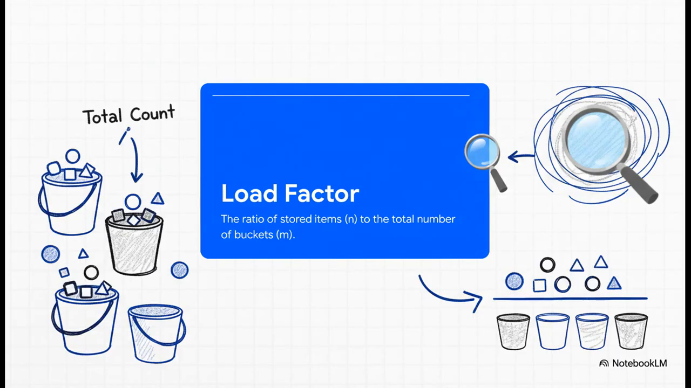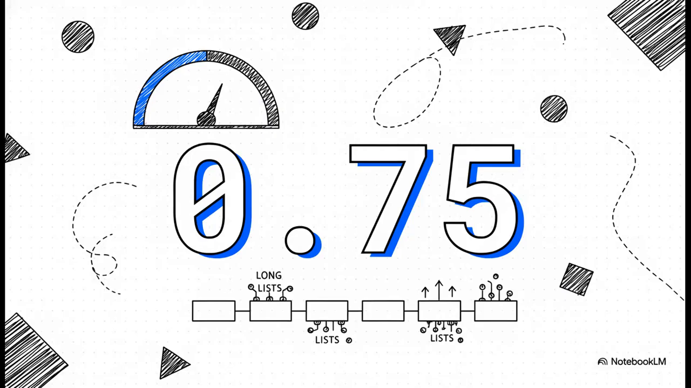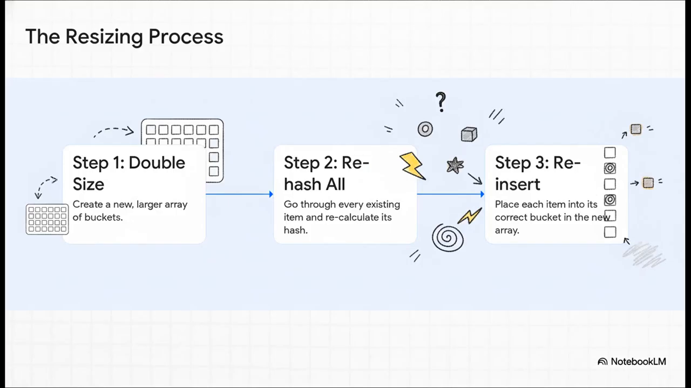The trick is to keep an eye on a very important number called the load factor. It's super simple. It's just the number of items you've stored divided by the total number of buckets you have. Think of it as a percentage that tells you how full or crowded your hash map is getting. And there's a kind of rule of thumb, a magic number if you will. For most hash maps, once that load factor creeps up to 0.75 or 75% full, an alarm goes off. It's a sign that things are getting too crowded, the lists are probably getting longer, and it's time to do something about it. And that something is called resizing.